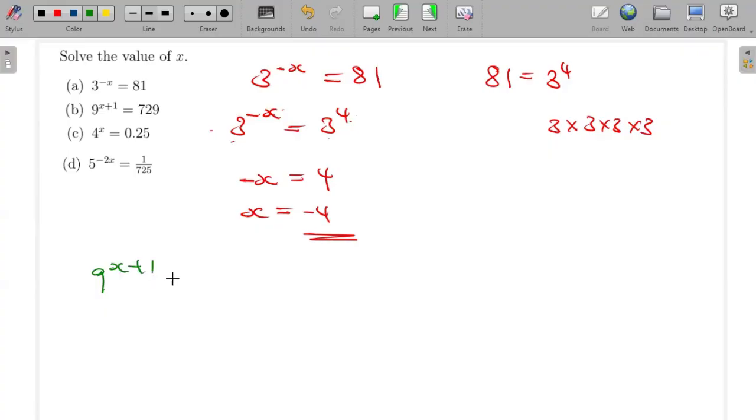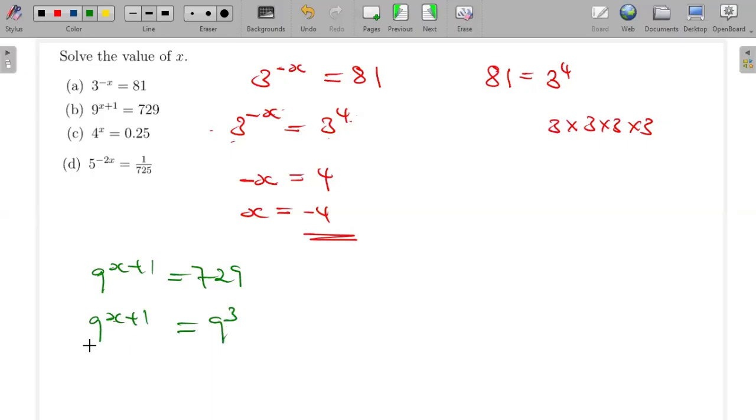So next we have 9 to the power x plus 1 is equal to 729. So you have this here, and this here, what is it going to be for us? I can write 729 as 9 to the power 3. Okay, so I get 9 to the power x plus 1 is equal to 9 to the power 3.